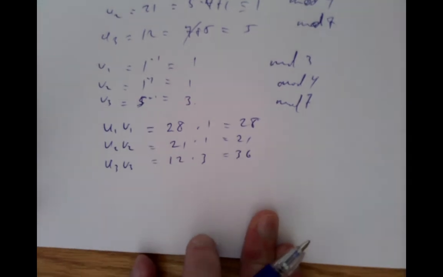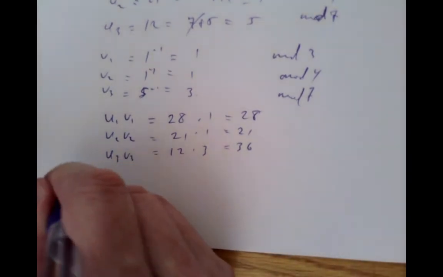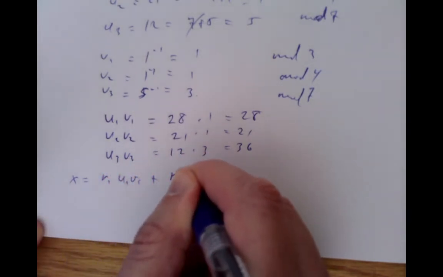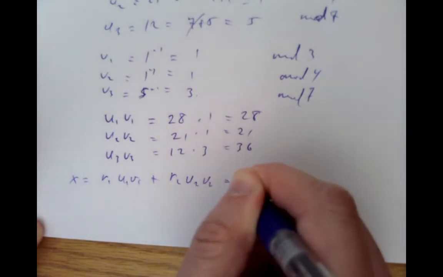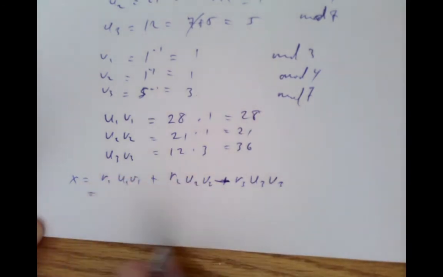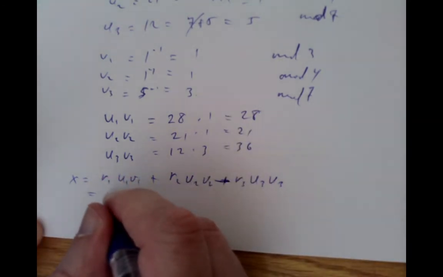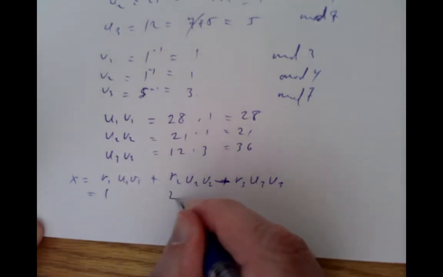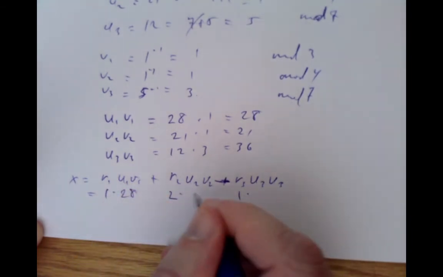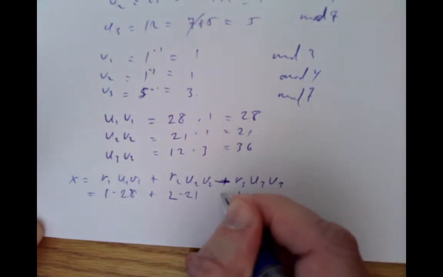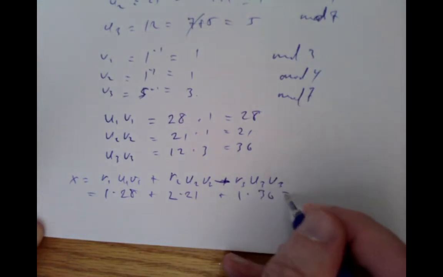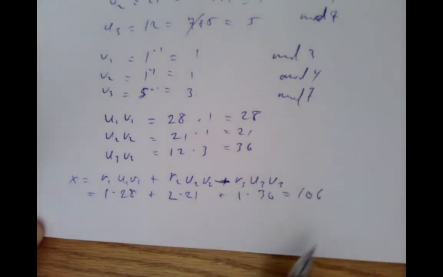So finally, our recipe has it that our number x is supposed to be r1 times the product of the u's, u1 times v1, plus r2, product of corresponding u2, v2, and r3, product of u3, v3. We've done the u's and v's here. The remainders were 1, 2 and 1, times these guys 28, 21, and 36. If you put all that together, you're going to get 106. So that's an answer, x.